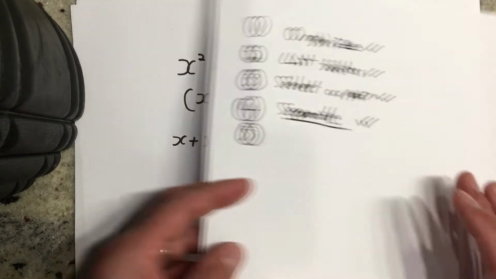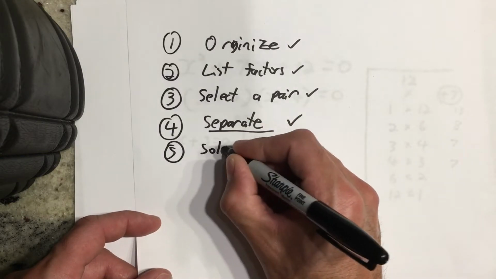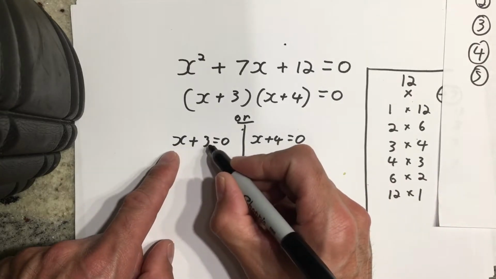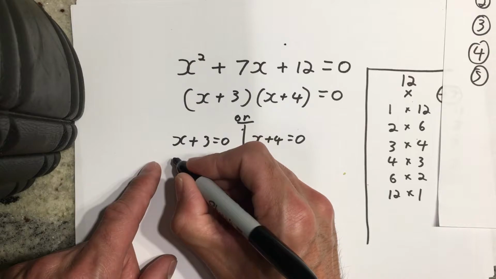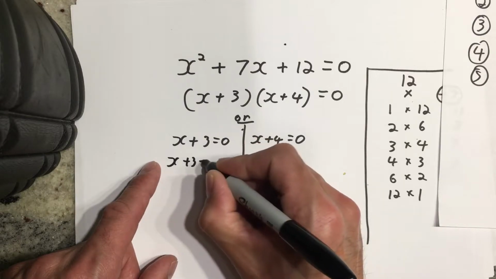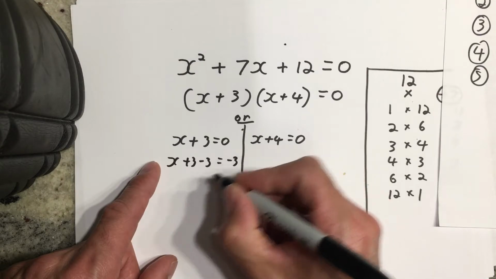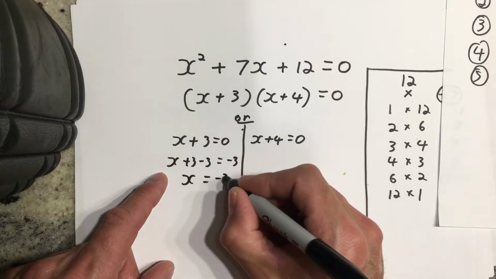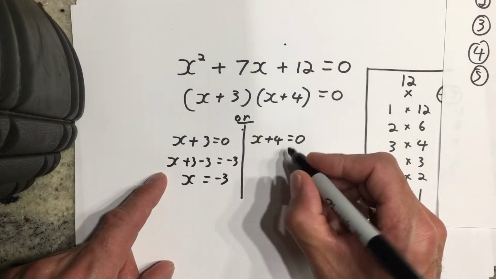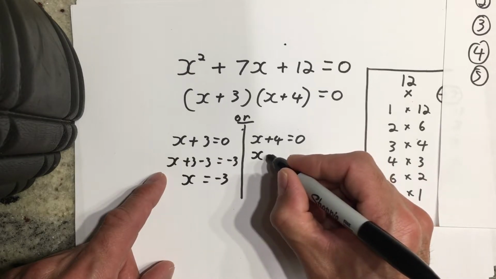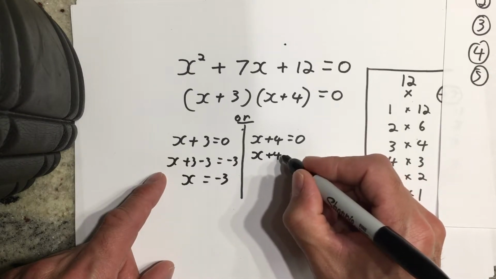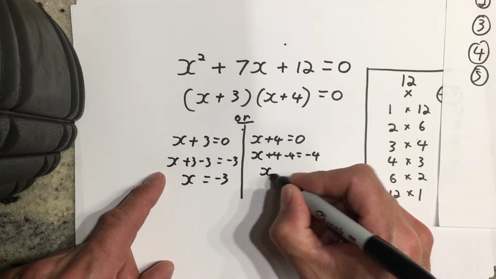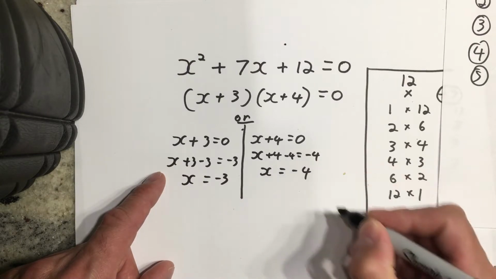And finally, our last step, solve. Now this is the easiest step. Over here, x plus 3 is equal to 0. I will subtract 3 from both sides. I'm going to subtract the 3 here and there. 3 minus 3 is 0, so it's gone. So x is simply negative 3. Or, I'm going to do it here. Subtract 4 from both sides. So it's gone on this side, and I've got a negative 4 there.